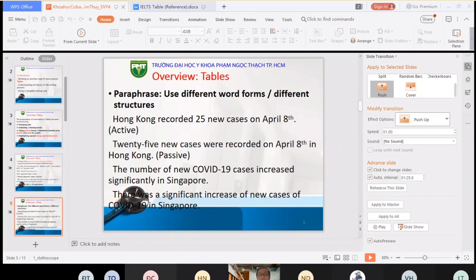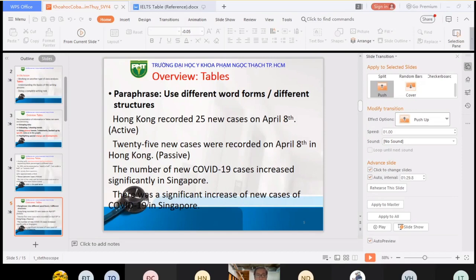Let's take a look at this example sentence. Hong Kong recorded 25 new cases on April 8th, right? This is active form. And if you want to paraphrase this whole sentence, you can change it into passive: 25 new cases were recorded on April the 8th in Hong Kong, right? So I say again, one of the ways to paraphrase is to change the sentence structure. They give you active form, you change into passive form. They give you passive, you can change back into active form.